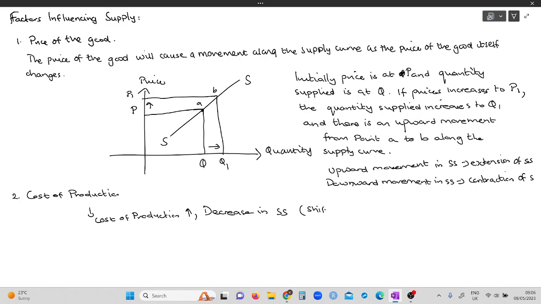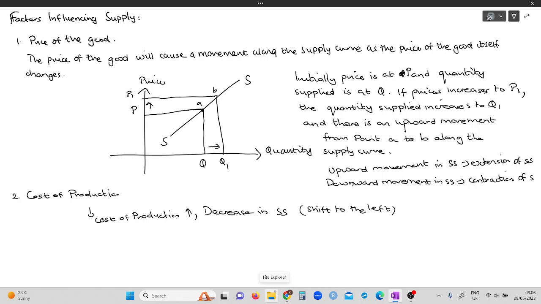Supply will shift to the left. Just as with demand, any factors other than price will cause a shift of the supply curve. Price, we have seen, causes a movement. Changes in price will cause a movement along the supply curve. Any other factors will cause a shift. It can be to the left or to the right.